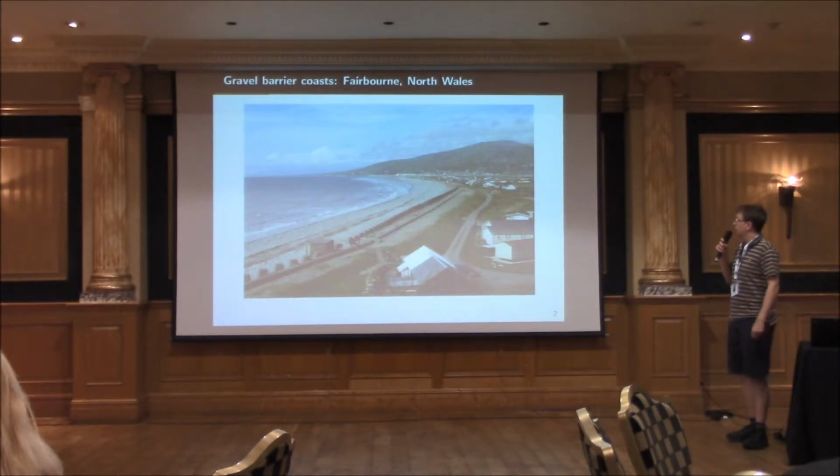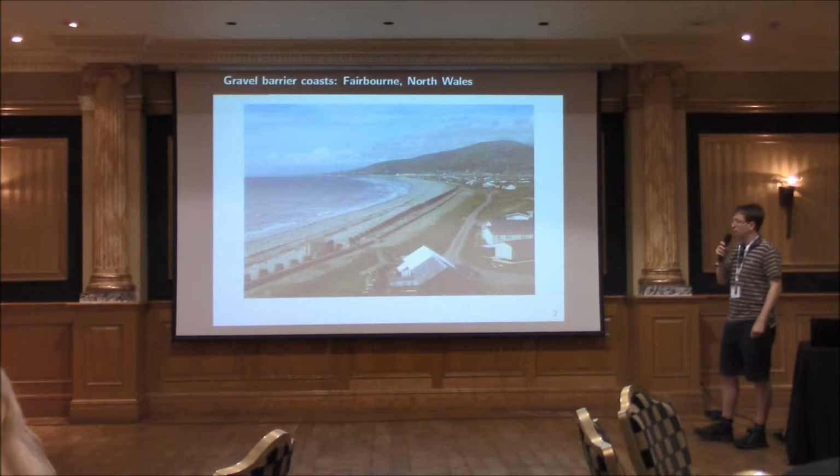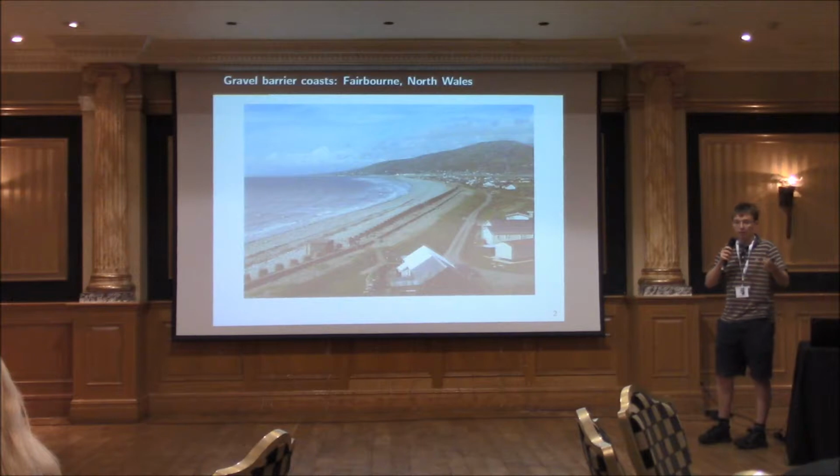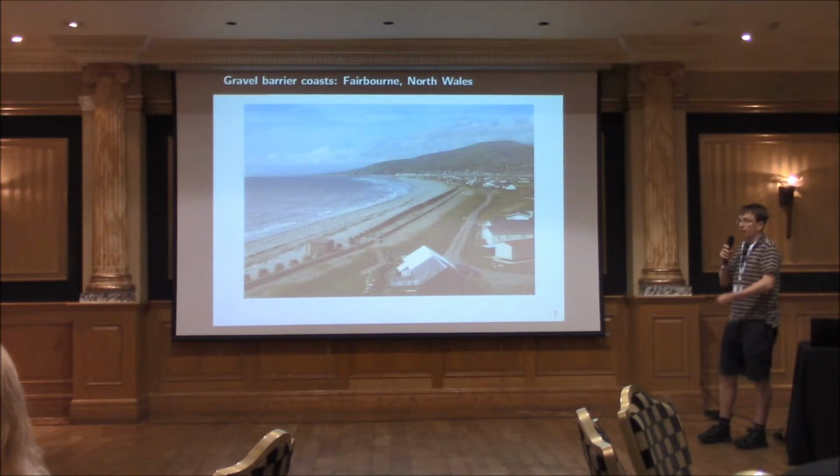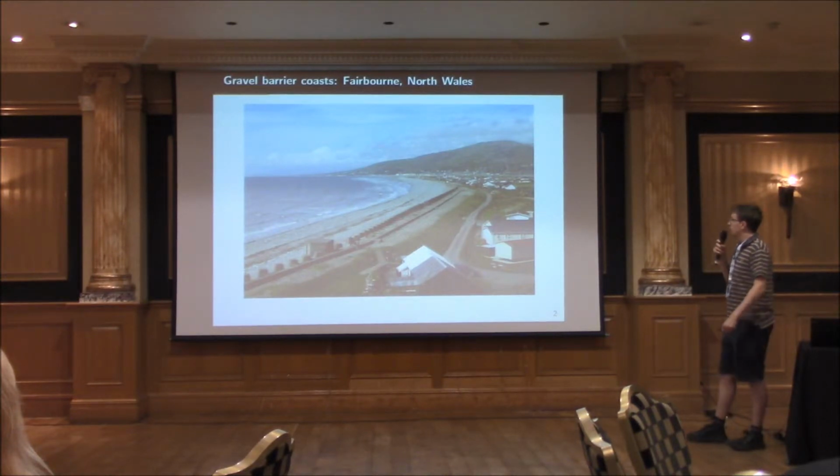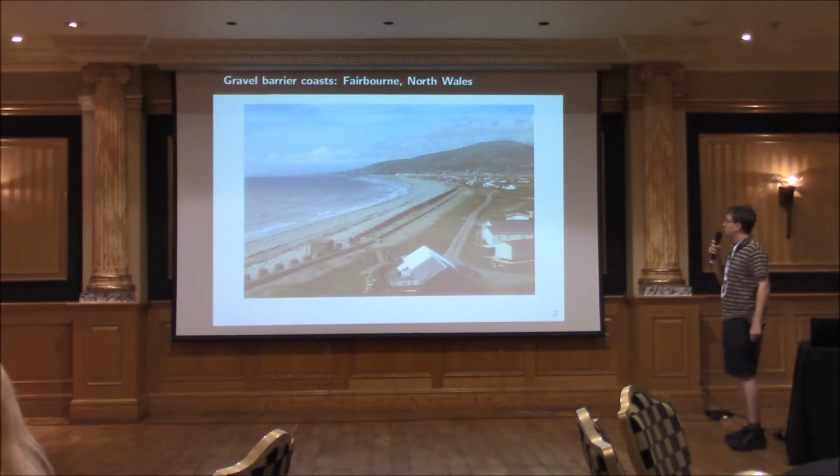So gravel barrier coasts. This image comes from Fairbourne in North Wales. Gravel coasts essentially formed at the beginning of the Holocene. As sea levels slowly started to rise, they would deliver lots and lots of offshore sediment to the shoreline, and over time they would just naturally accumulate and build up, and then you get these systems. You find these systems in high latitude coastlines. They're very prominent. They account for 1,000 kilometres of the coastline of England and Wales, but you also find them in Canada, Argentina, New Zealand, etc.